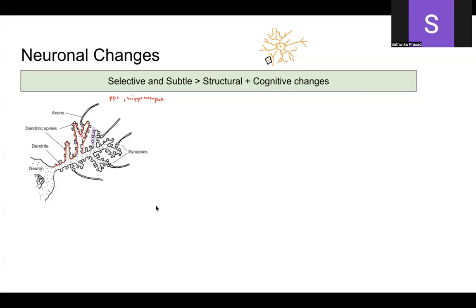A dendritic spine is a protuberance from a dendrite, which reaches out, or I'll write underneath that, expands and then retracts to form synapses.